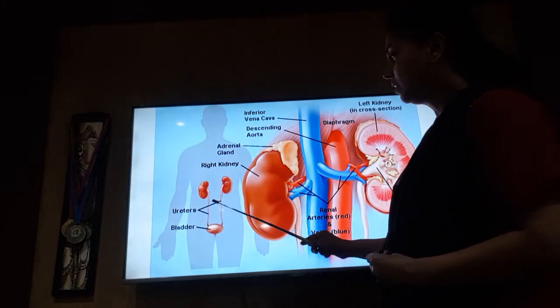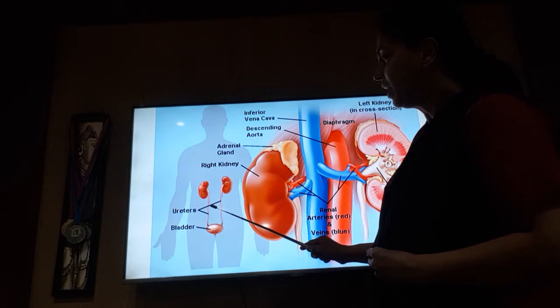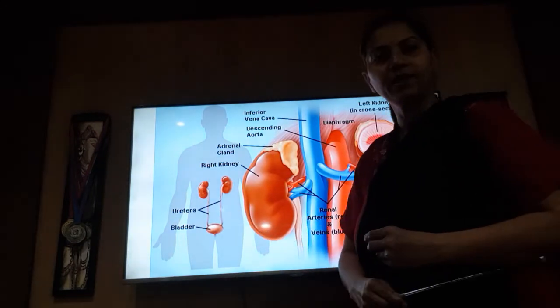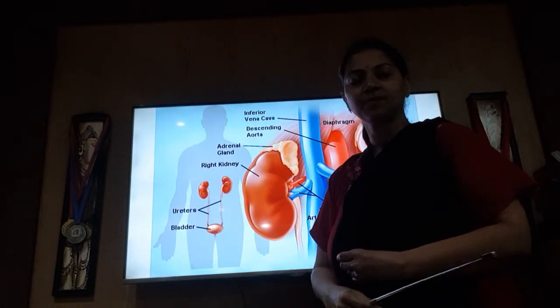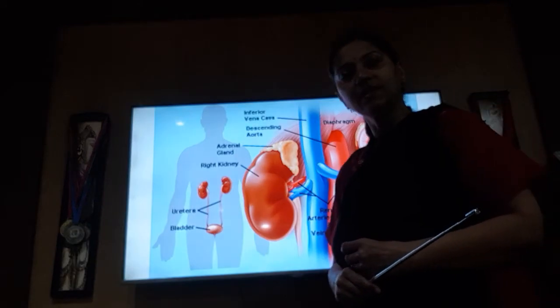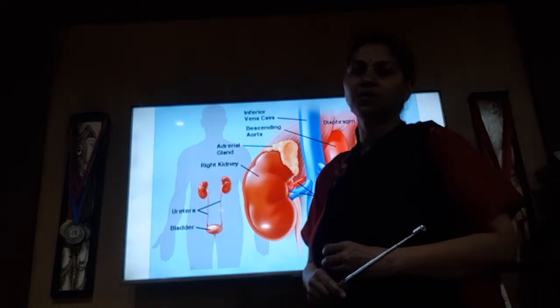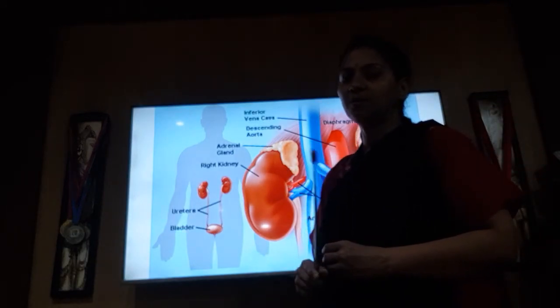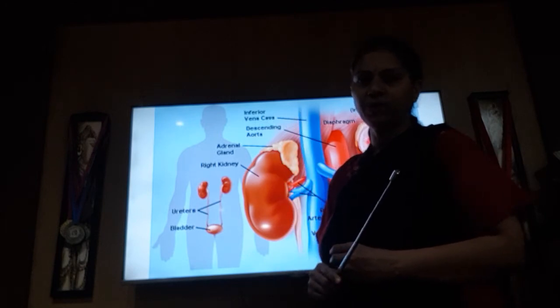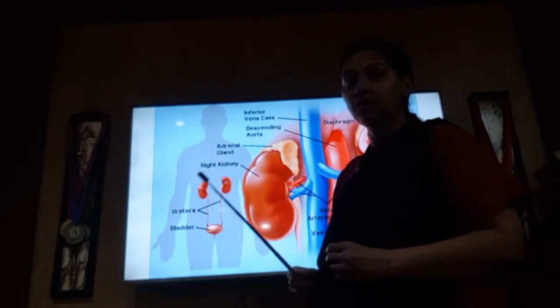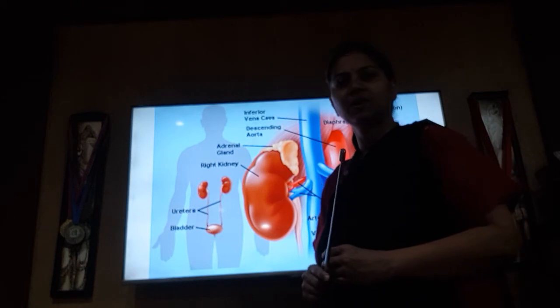So this is the ureter. It has got 5 constricting points, 5 constrictors, 5 areas where it is narrow. So whenever there is a stone, it shifts from any of these 5 points. If it comes down, the patient is in severe pain, a colicky pain.